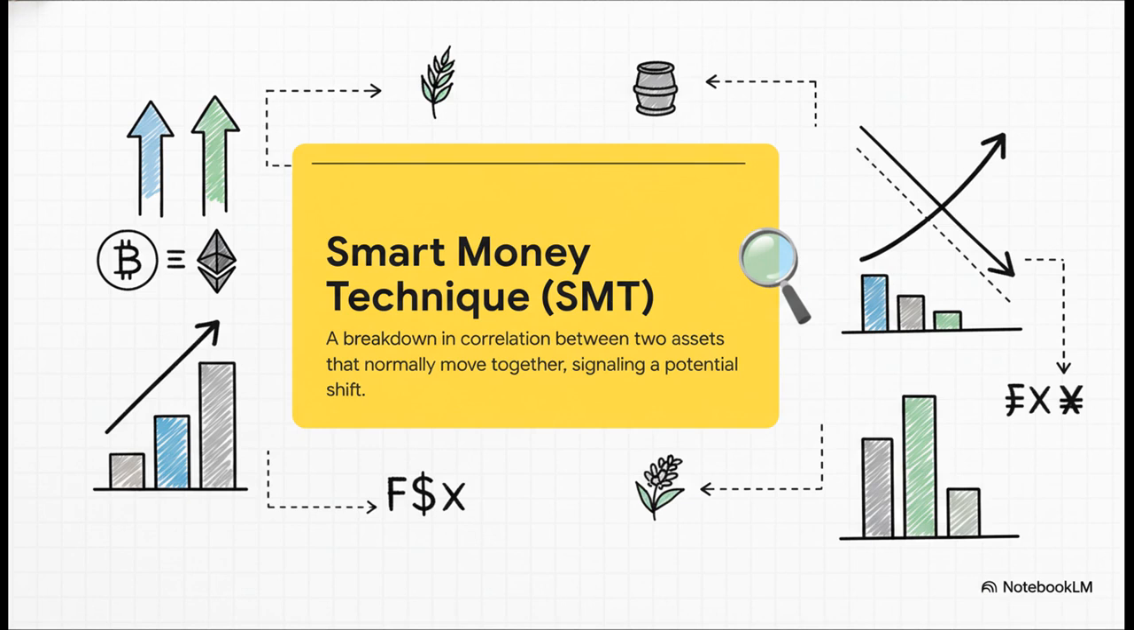So at its core, SMT divergence is just a comparison tool. That's it. You take two things that usually move together, like Bitcoin and Ethereum, or the S&P 500 and the Nasdaq, and you just watch for the moment they stop dancing in sync. And this isn't just for stocks or crypto. This works everywhere. Forex, commodities, you name it.